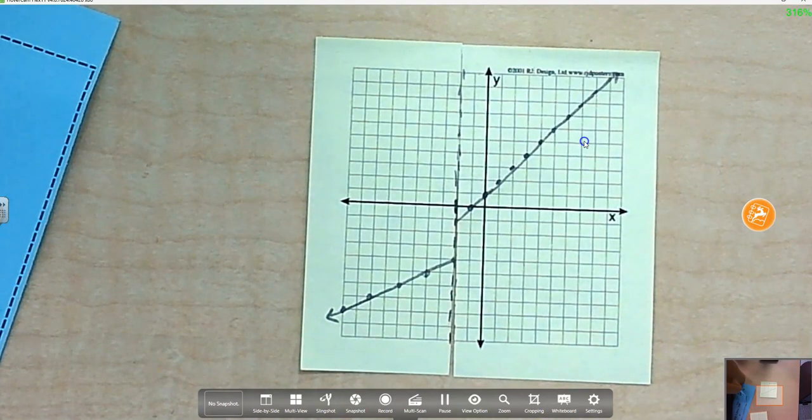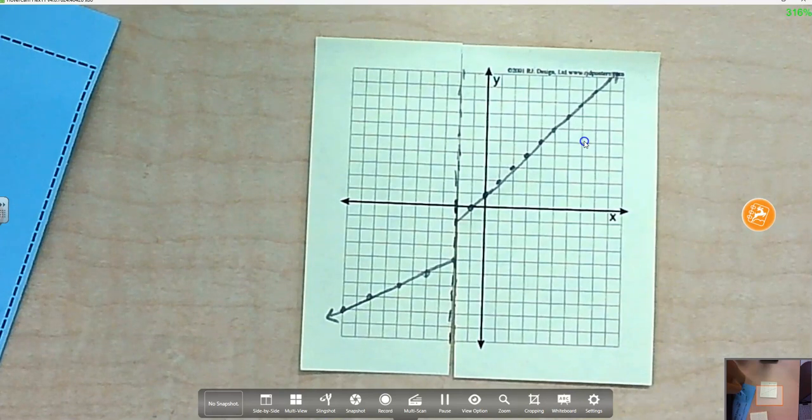Now, this time, the graphs we looked at before, they all connected up, right? Do my graphs connect here? They do not. That's okay. Sometimes piecewise functions do not connect. We do have to add one more thing into this graph. It is a little hard to draw on here because we cut it.